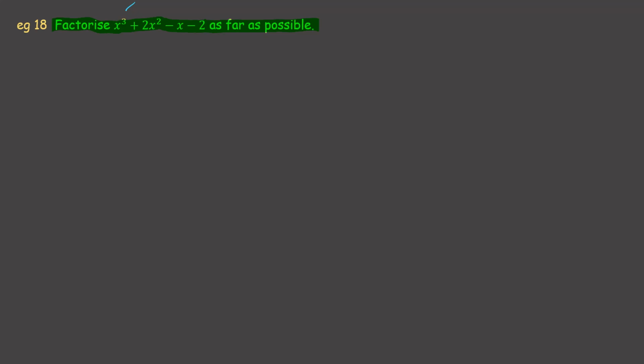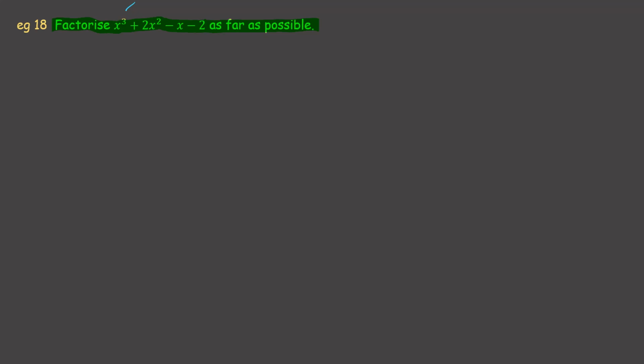So let's do a systematic search. Really, we have to look for factors of 2. So I'm going to do f of 1, which is going to give me 1 plus 2, take 1, take 2, which is 0. So I've found a factor. I know that x minus 1 is a factor.